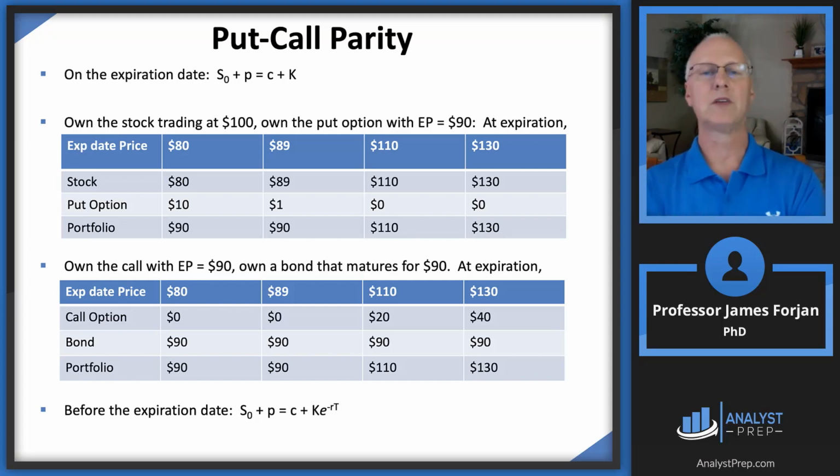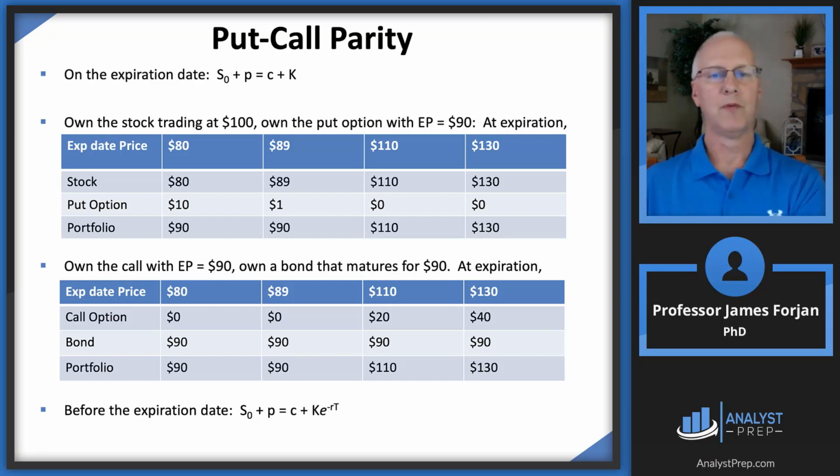Let's skip over to the next column. Suppose the stock price at expiration is $89. Well, there's the stock. It's worth $89. And how about the put? You have the right to sell at 90 when it's only trading at 89, so that put is worth 1. 89 plus 1 is 90.